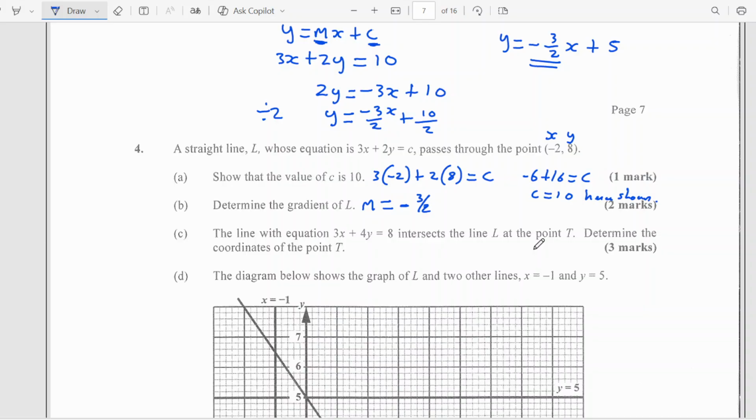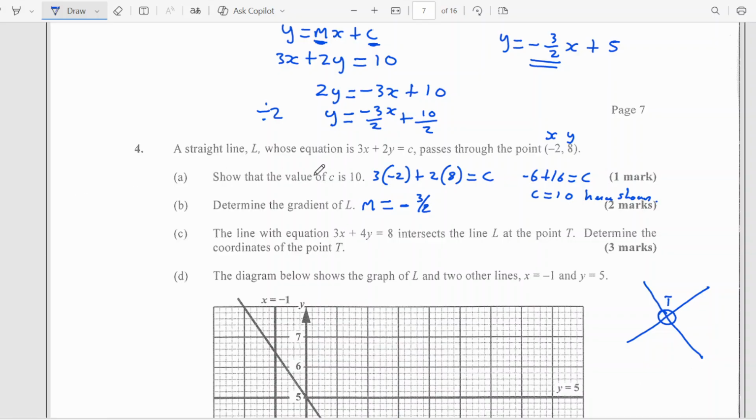Right, 4c. The line with equation 3x plus 4y equal to 8 intersects the line L at the point T. Determine the coordinates of the point T. So what this is telling you is this line, whatever that line may be, intersects line L, whatever line L may be, at a point T. So they want the coordinates of that point where they intersect. And that is when you have to take the two equations and solve them simultaneously, right?